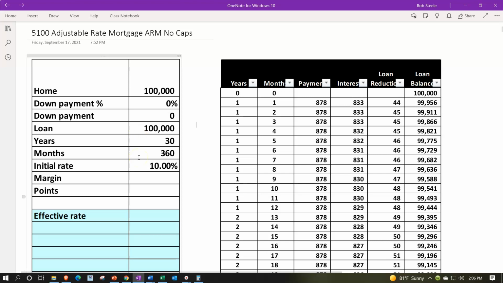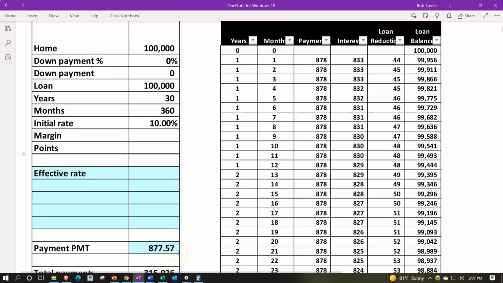That's 360 months, 30 times 12. The rate, we're going to start at 10%. Remember, the rates could be different depending on where you are in the economy at a certain point in time, but we're just going to use 10% here on the rate. If we were to calculate our amortization table, then we'd have the loan up top. The payments would be fixed at about 878 for the entire time frame, which we calculated using the payment function, which if we add pennies is 877.57.